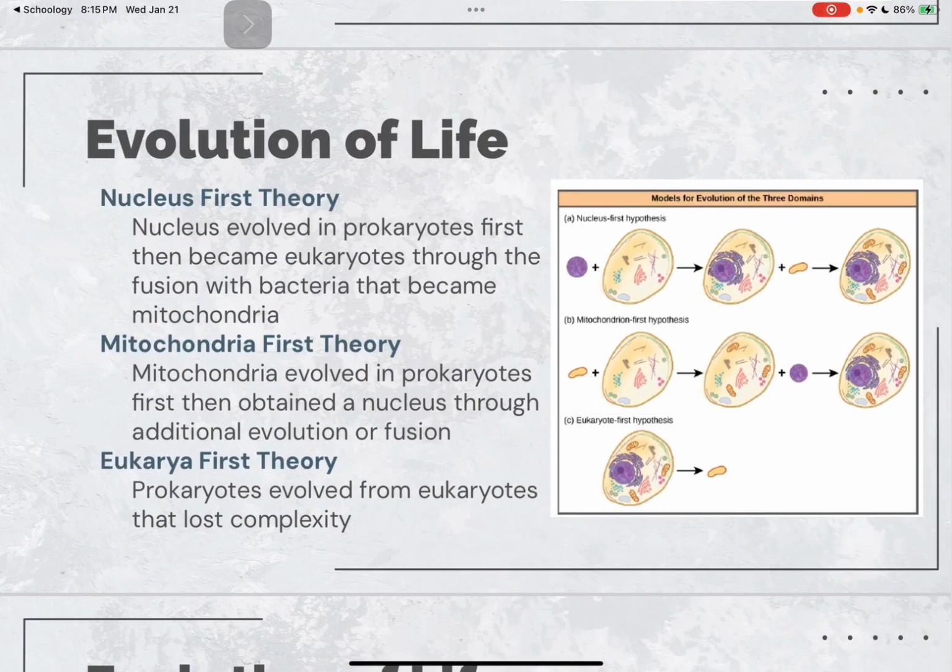Now there's a few theories of which organelles came first. There's the nucleus first theory, which is that the nucleus evolved in prokaryotes first, and then it became a eukaryote through the fusion with bacteria that became the mitochondria. The mitochondria first theory is that the mitochondria evolved in prokaryotes first, and then obtained the nucleus through additional evolution or fusion. Then there's the eukaryote first theory, which is that prokaryotes evolved from eukaryotes and lost their complexity. So essentially, eukaryotes were always here. They always had the mitochondria, they always had the nucleus, but over time they lost their complexity, and that's how we get our non-membrane bound organelles and our prokaryotes that are like dumb versions of eukaryotes.